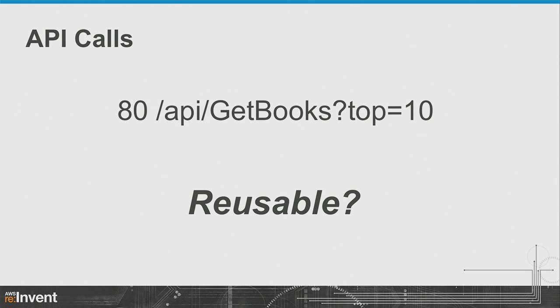Same thing here. This would be maybe a different API call that gives me the top 10 popular books that I've been selling. That can change every second, or every minute. But again, it doesn't matter what it is. As long as the state of the object doesn't change, you can cache that content.